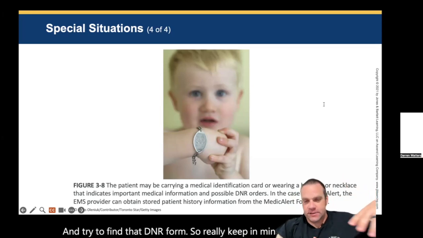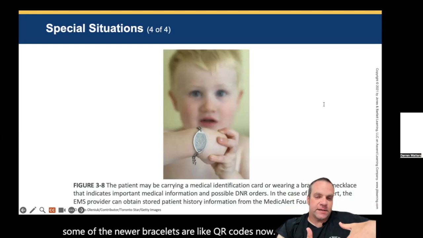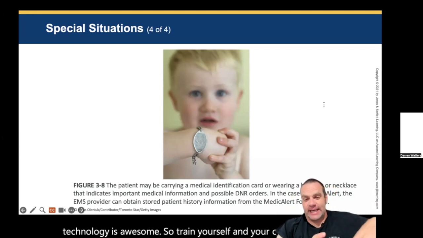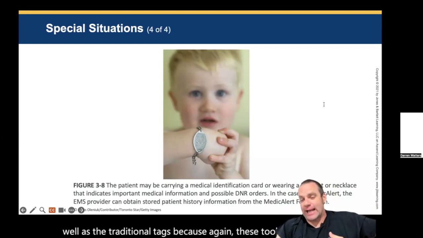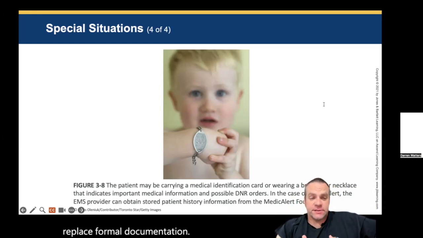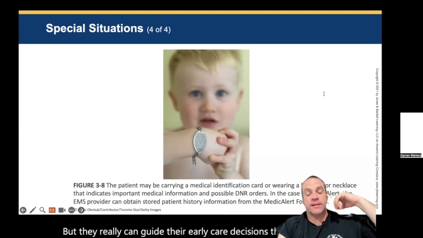Again, technology is awesome. So train yourself and your crew, when you actually get hired, to look for these tech-based identifiers as well as the traditional tags. Because again, these tools may not replace formal documentation, but they really can guide the early care decisions that provide clues in really these confusing and high stress situations.